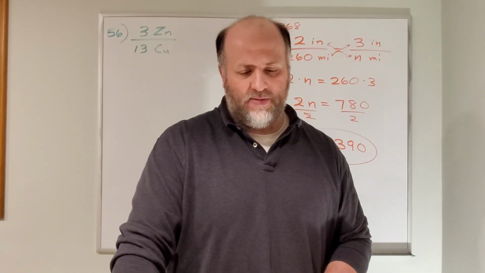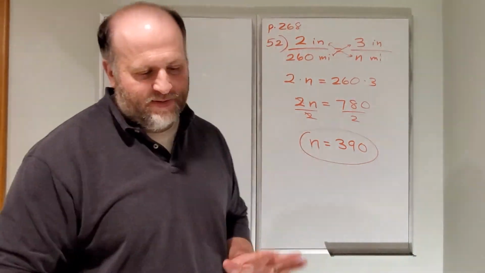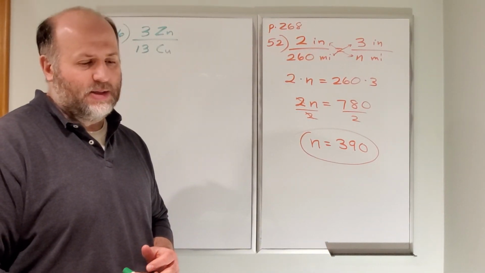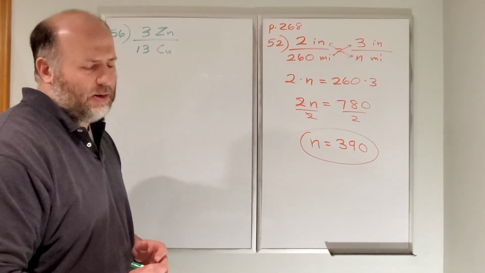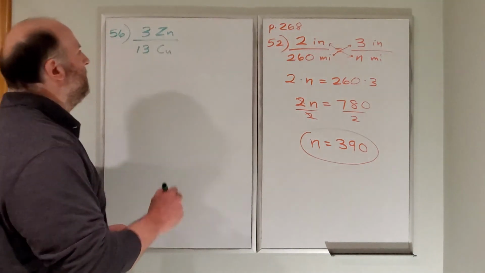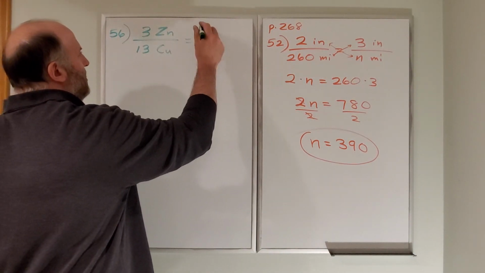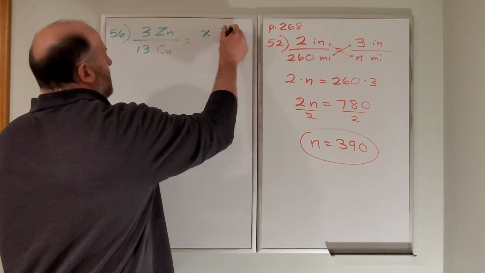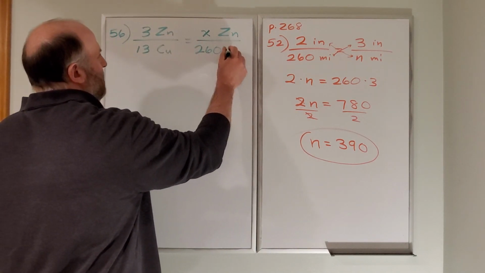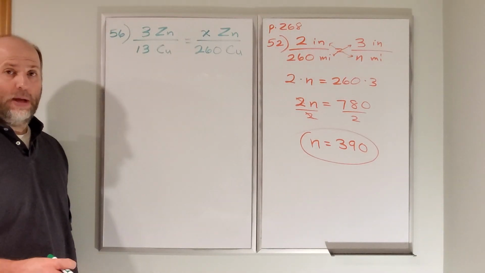Okay, the ratio of zinc to copper in your alloy. They want to know how many pounds of zinc are present in this alloy if there are 260 pounds of copper in the alloy. So here, our unknown is zinc. How much zinc am I using if I've got 260 pounds of copper in my alloy?